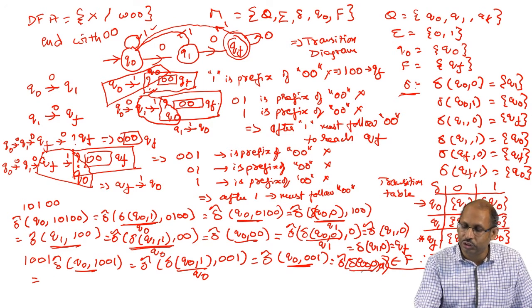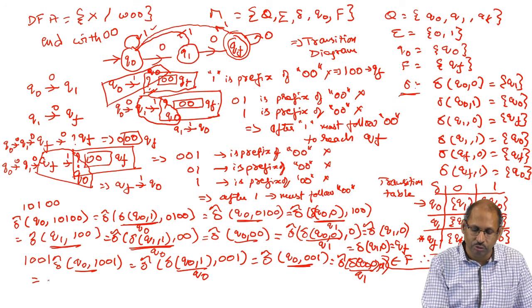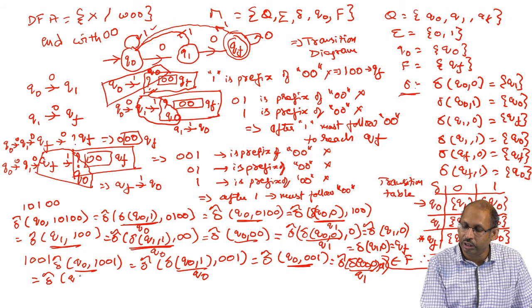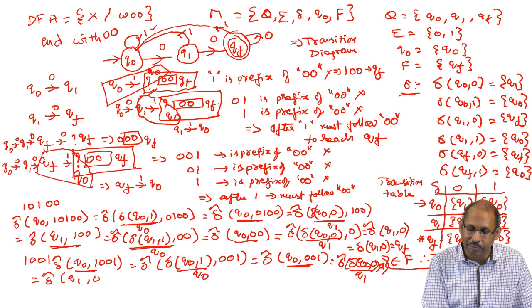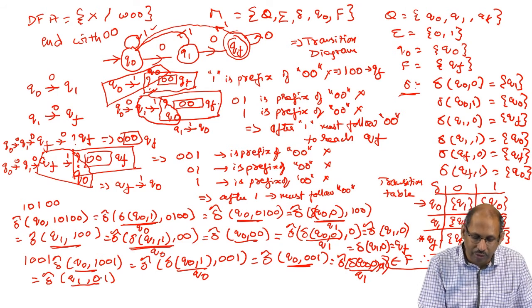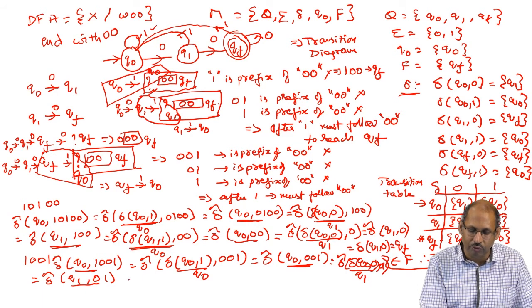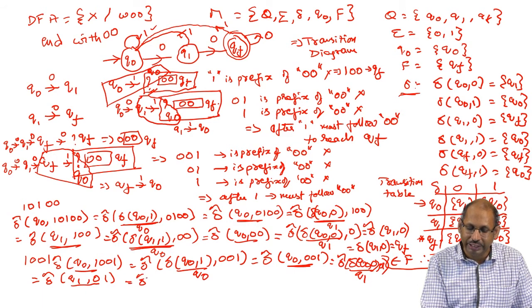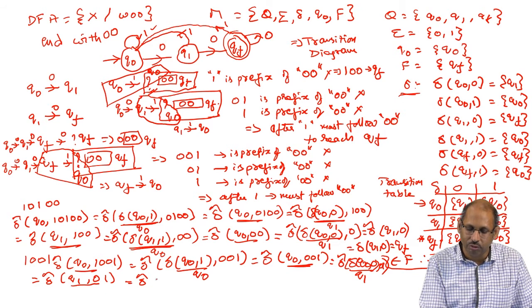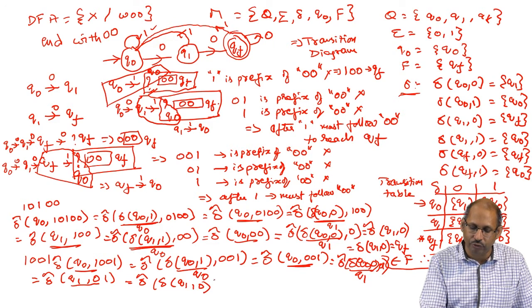Here Q0 on 0 is Q1. So, string transition: Q0 on 0 gives Q1. Q1, remaining symbols 0, 1. So, we have to consider Q1 on 0. We have to find the string transition function of Q1 on 0.